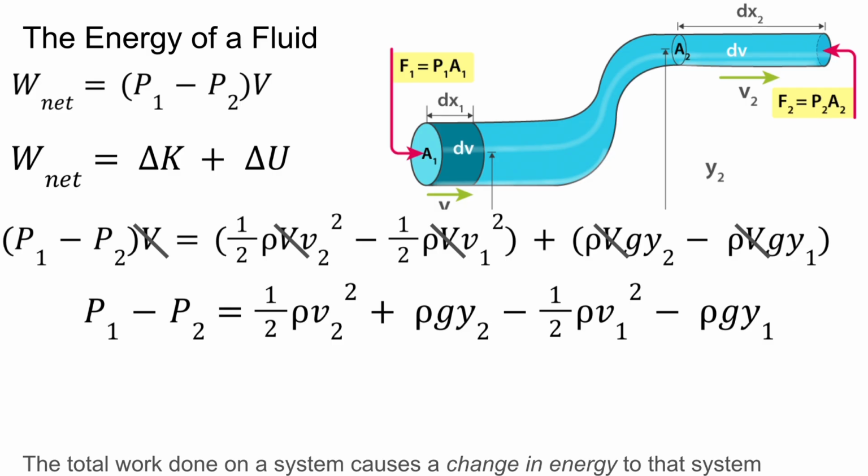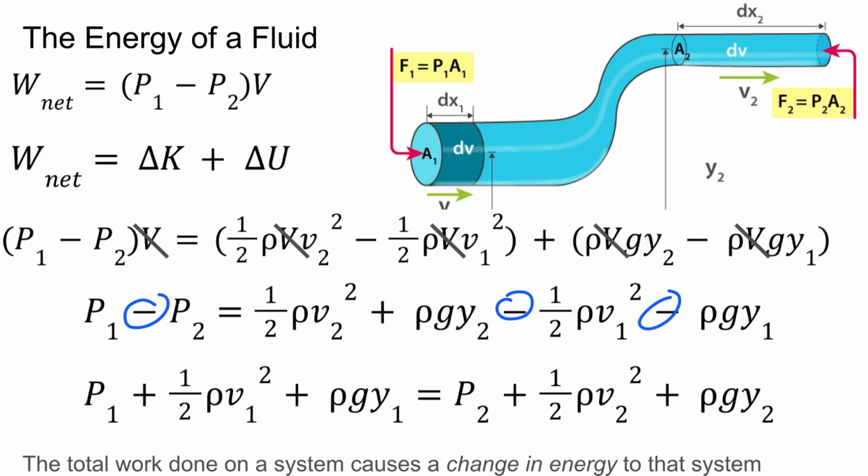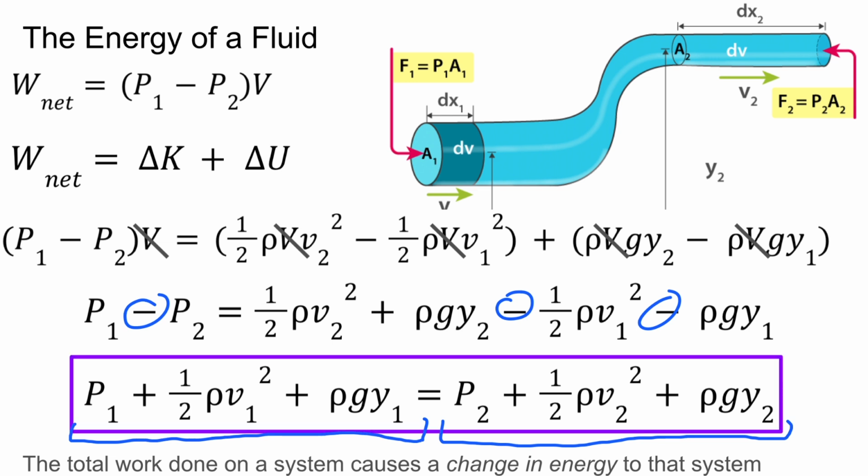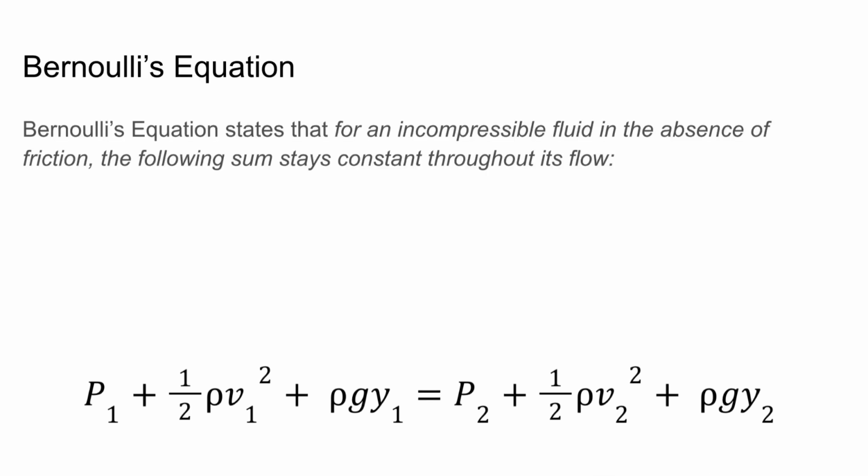And our last step here is we've got a bunch of negative terms, and we can just add those. And when we add those, we end up with a very nice equation that has all of our terms for point 1, or the upstream portion of our fluid, equal to all the terms at point 2, or the downstream conditions of our fluid. So what this tells us, right? This is Bernoulli's equation. And this states that for an incompressible fluid in the absence of friction, aka an ideal fluid, the following sum stays constant throughout its flow.